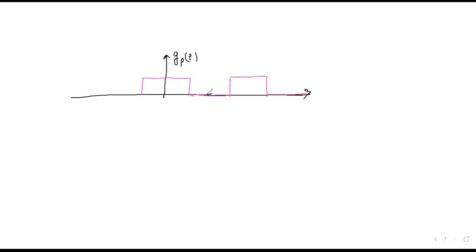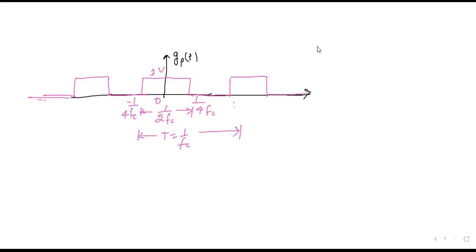So this is your periodic waveform. This is 0 volt, this is 1 volt. Let's say this is 1 upon twice of FC. So this is 1 upon 4 FC. And this is your T equal to 1 by FC. This is your periodic waveform.